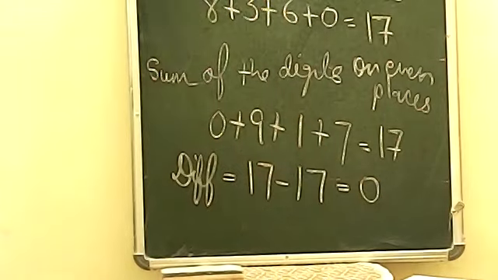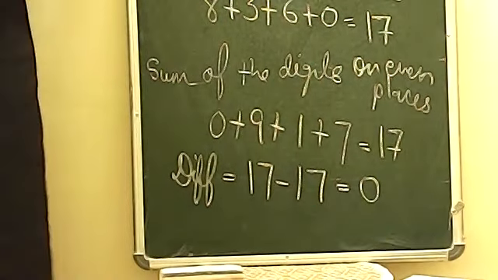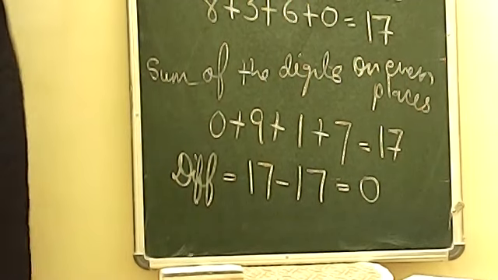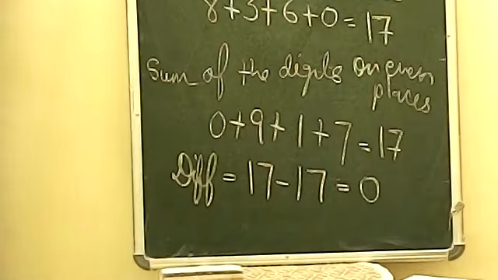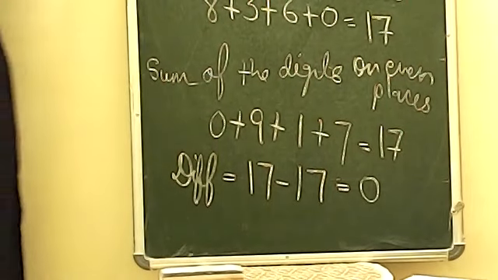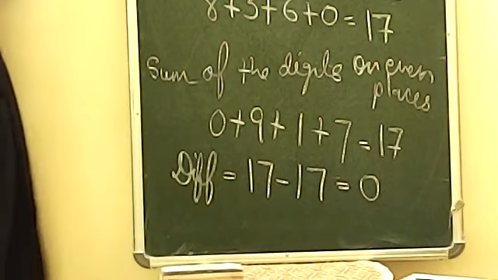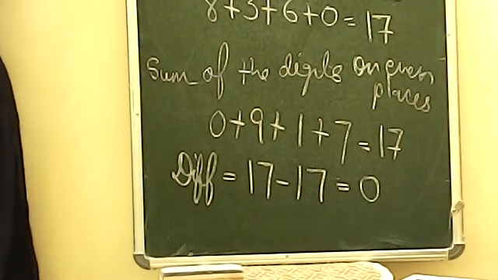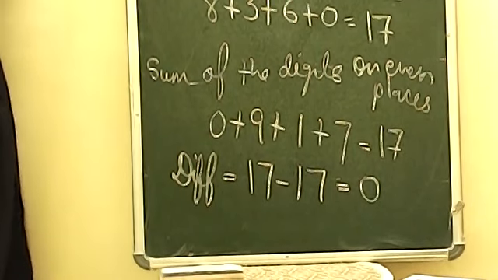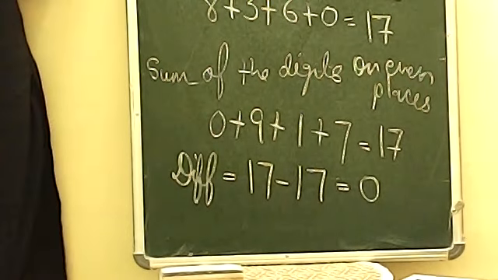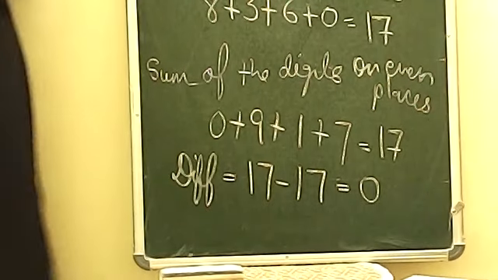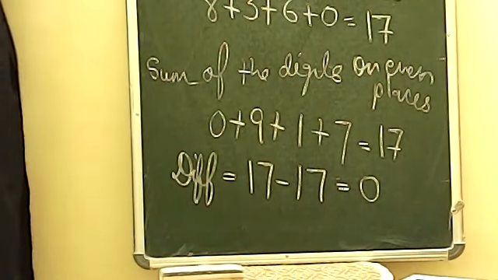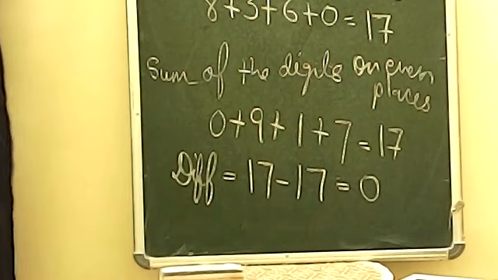So always remember, when you talk about the difference, if the difference is 0, 11, 22, 33, 44, 55, yeah, any of the multiples of 11 which you get in the table of 11, that means the given number which was given earlier, 70169308, that number will also be divisible by 11.